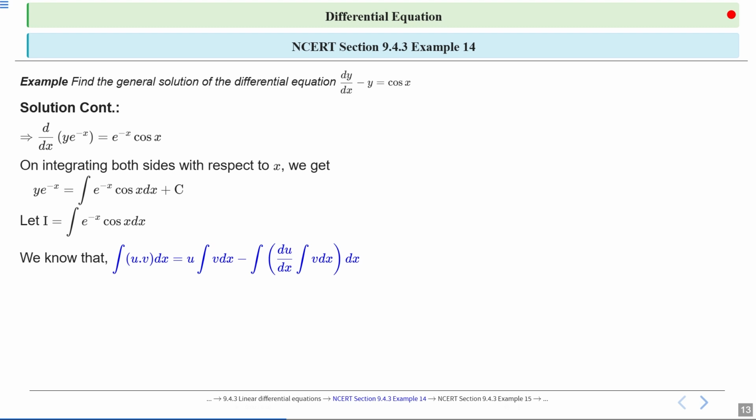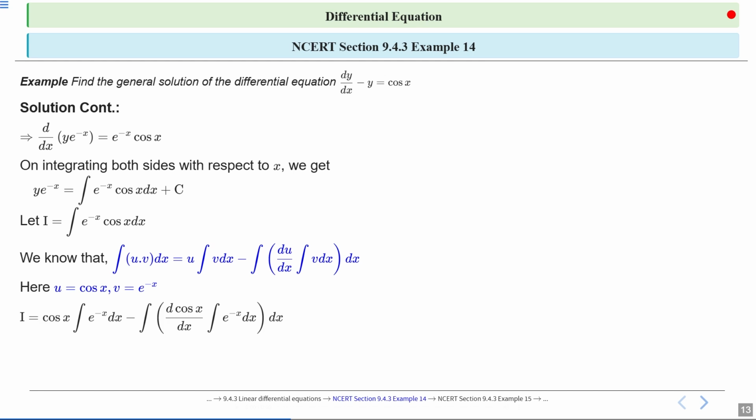To integrate e to the power minus x cos x dx, we apply the by parts rule, and for that we have to choose u and v. As in this formula, we have to integrate v and differentiate u, we choose u is equal to cos x and v is equal to e to the power minus x, because the integration of e to the power minus x is easier than that of cos x, as we know by the ILATE rule.